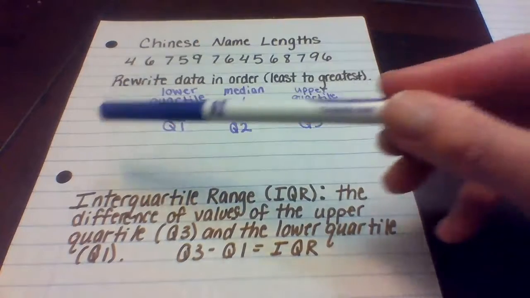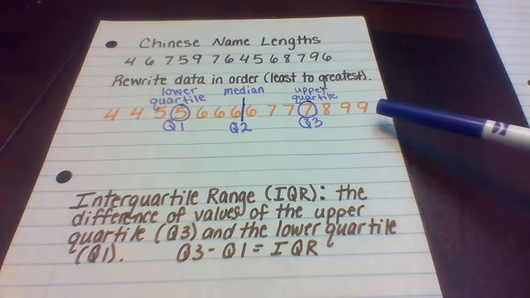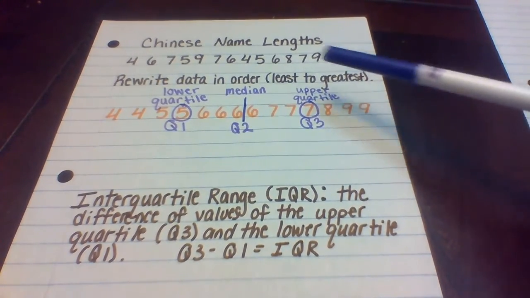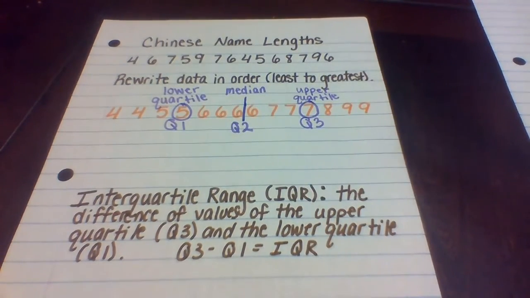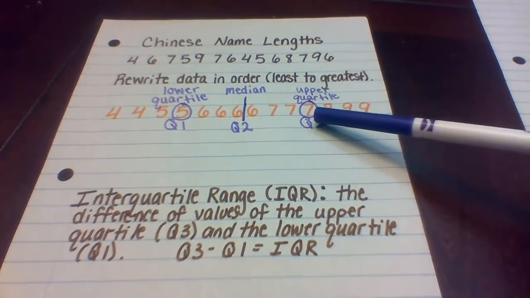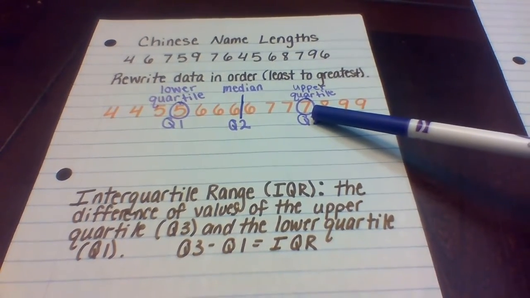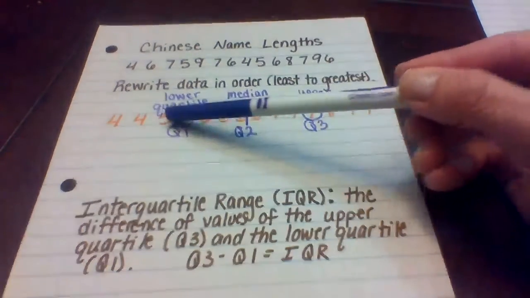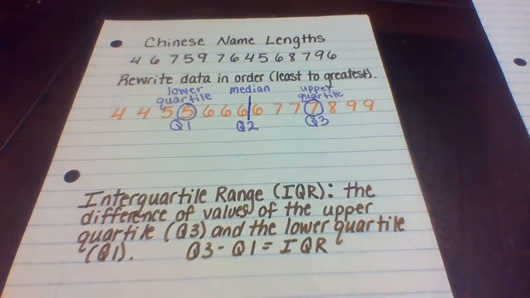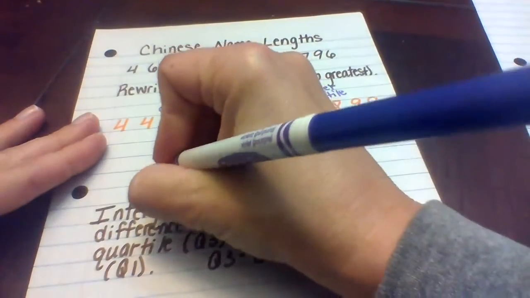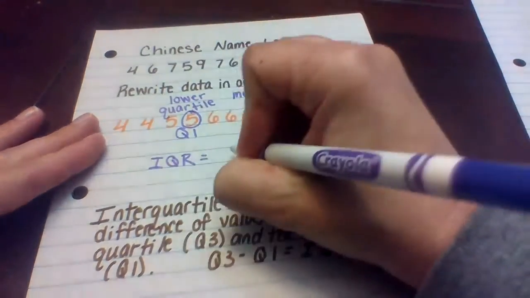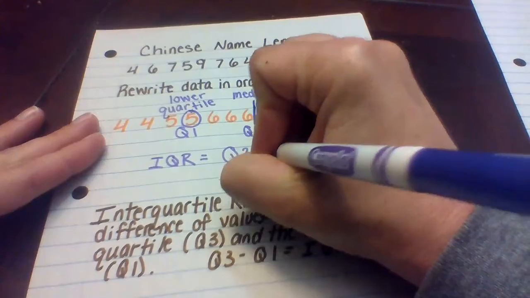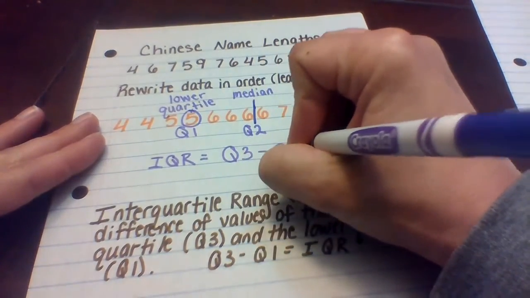If I wanted the range of all of the data, I would take my maximum and subtract my minimum. I'm looking at the range of the quartiles. So I'm looking at the highest quartile minus the lowest quartile. So my interquartile range, if I'm looking for IQR of the data I have here, I need to do quartile 3 minus quartile 1.